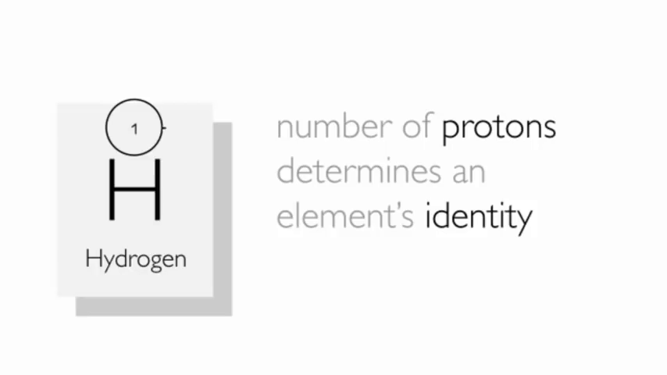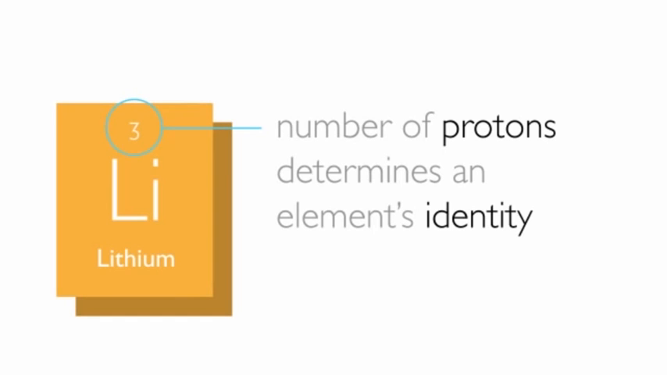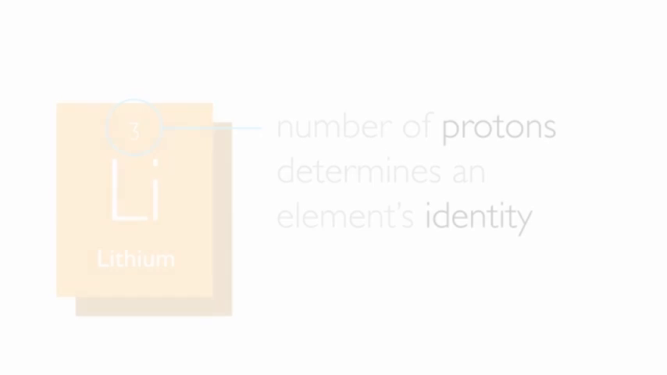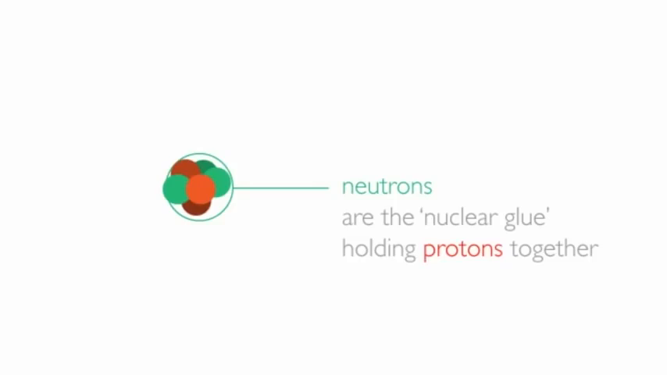The identity and chemical properties of any atom are determined by the numbers of protons in its nucleus. As atoms get bigger and heavier, the nuclei get bigger and heavier, and the protons need a sort of nuclear glue to help hold them together. Neutrons provide this glue and prevent the positive charges of protons from repelling each other, thanks to something called the strong nuclear force.